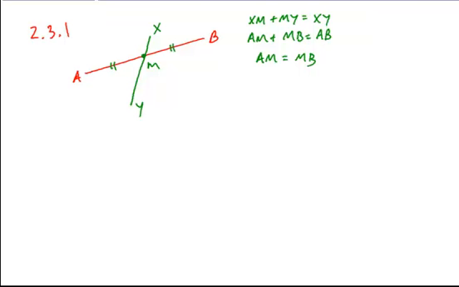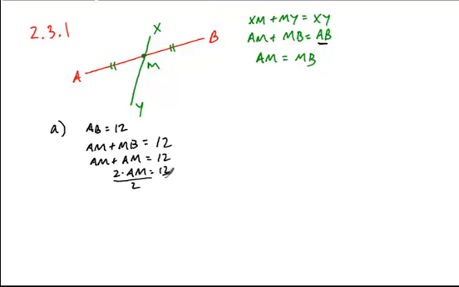So when we look at the different problems, first, A tells you that if AB is 12, so if that whole length is 12, and they ask you what is the length AM, well, we can use this equation right here, that AM plus MB is equal to 12, and substitute that directly in. We also know that MB is equal to AM, so we can substitute in AM for MB using substitution, and then just combine these. 2 times AM is equal to 12, divide by 2, and we get AM is equal to 6.